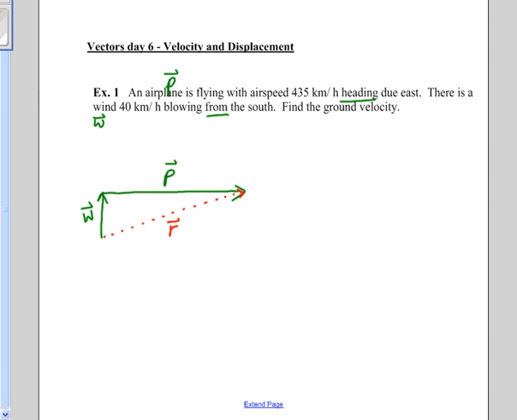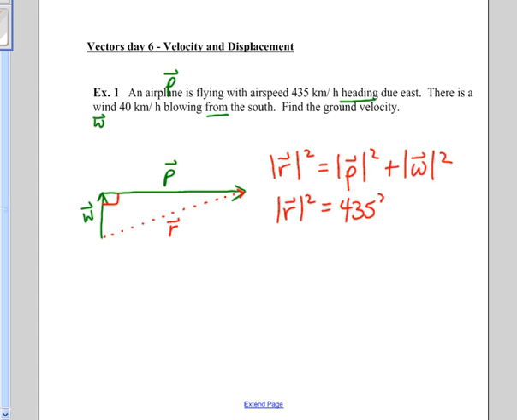We have actually created a right angle triangle because we're going due north and due east, so we can use right angle trig. If I want to find the magnitude of the resultant, I can use Pythagorean theorem. So the magnitude of the resultant squared is the magnitude of the plane squared plus the magnitude of the wind squared. So I have 435 squared plus 40 squared. Notice again that the wind is fairly small, not negligible, but small compared to the velocity of the plane, so it will push it a little bit, but not monumentally.